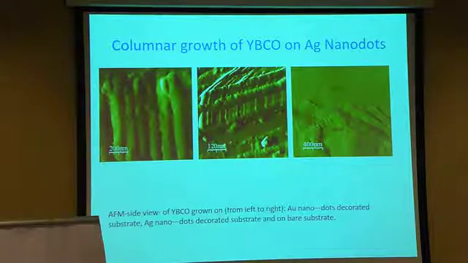Why is this important? Because the edges of these columns are very good two-dimensional pinning centers. So these surfaces here can accommodate a lot of flux lines. So by using only this, we showed that we improved the critical current a lot in this case.